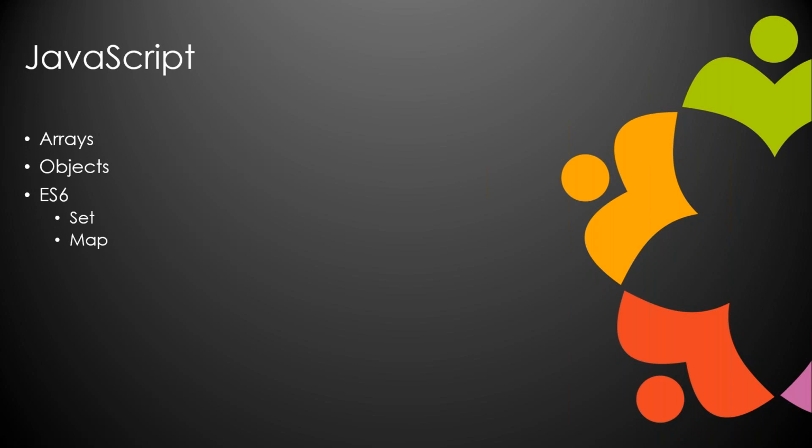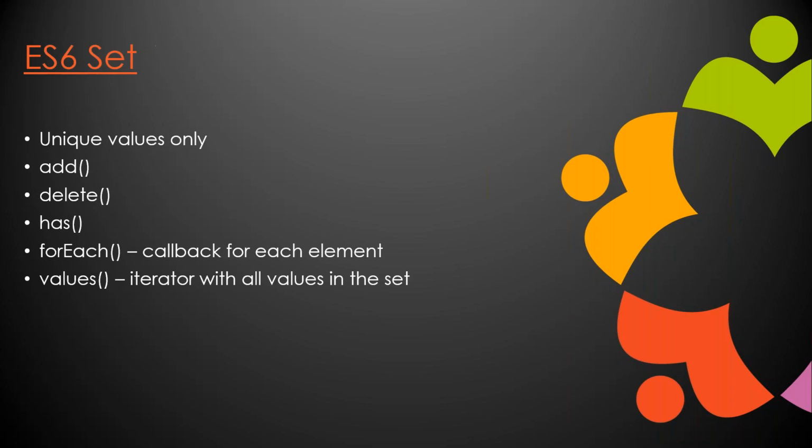So other languages. JavaScript, the JavaScript that you're used to from Notes and Domino, has arrays and objects. ES6, ECMAScript 2016, added sets and maps. Now, they're a bit weird. They seem to have been copied a bit from Java, but changed slightly. Set, again, is unique values. The forEach gives you a callback for each element. The values gives you an iterator for all the values in the set, and then you can iterate over those.